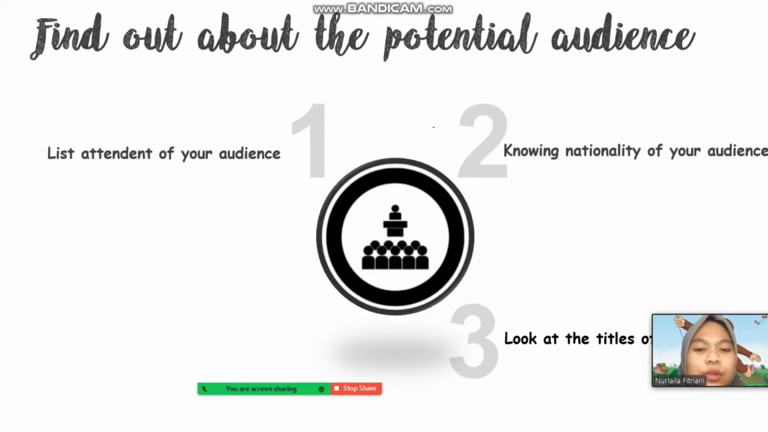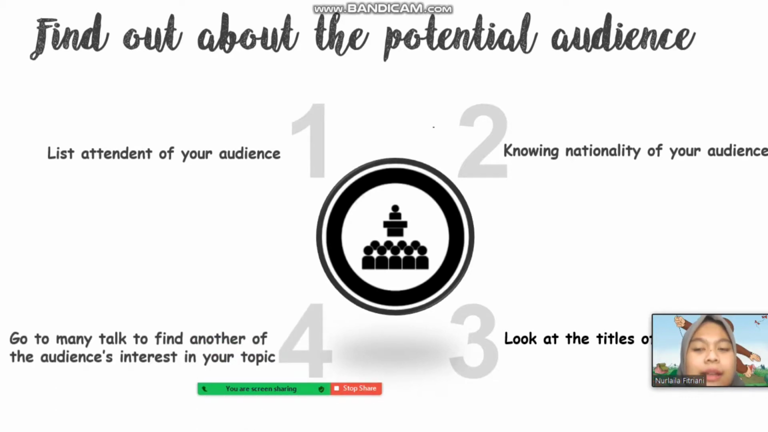I suggest you look at the titles of the other talks. It will give you an indication of what the audience may be interested in. And the last one is go to the main talk to find out more about the audience's interest in your topic. You can make a few adjustments to make it more or less technical as appropriate.